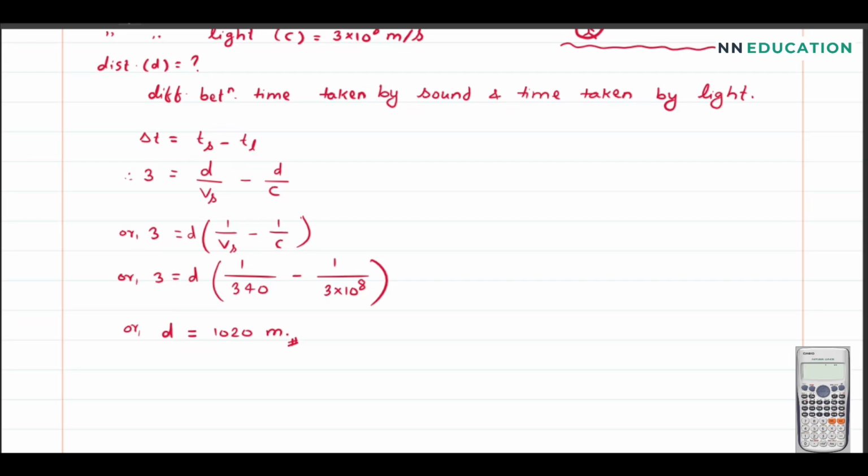So let's calculate it using the calculator over here. You can see 1 by 340 minus 1 by 3 into 10 to the power 8. It will be something like this. And if we divide 3 by the answer we got, you can see the answer is 1020.001. So we can skip the digits after the decimal, so it will be 1020 meters.